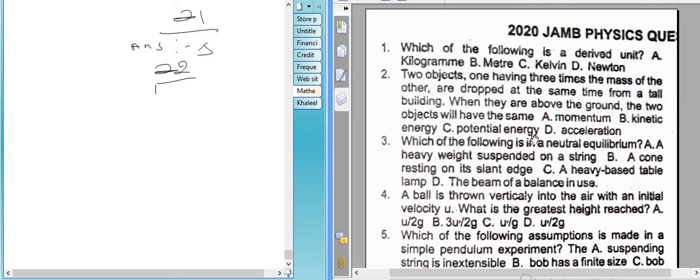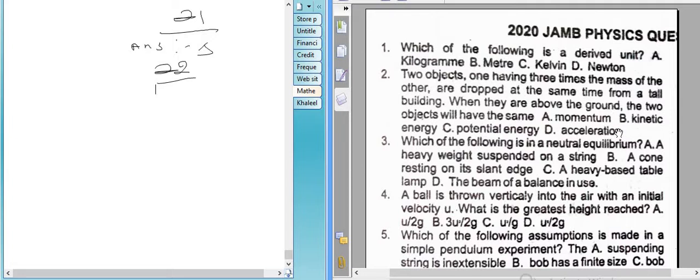Now we need to study the system in order to find out which quantity will be the same, that is, the quantity which is not dependent on mass. Let's take momentum first. Momentum is defined as mass times velocity. From the formula of momentum, we know that momentum depends on mass. The higher the mass, the higher the momentum. Hence, the one with high mass will have the high momentum. Therefore, momentum cannot be the answer.